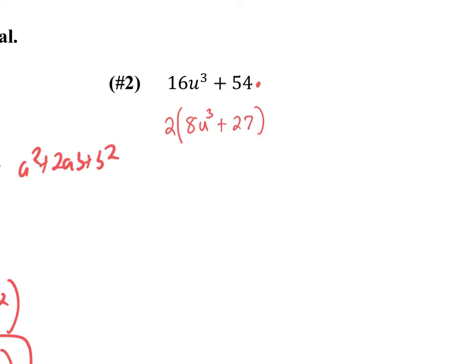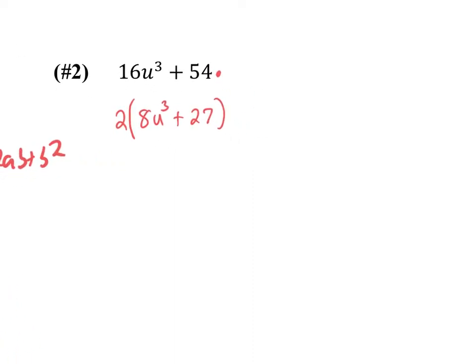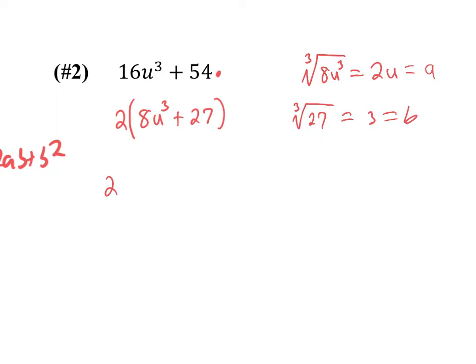Okay? All right. So now do we have some perfect cubes? We do. We have 8u cubed and 27 are both perfect cubes. So let's take the cube root of both of those because we're going to use a sum of cubes now. The cube root of 8u cubed is going to equal 2u. Cube root of 8 is 2. Cube root of u to the third is u. And that's going to equal our a. Then we have the cube root of 27. And 3 times 3 times 3 is 27. So 3 equals our b. And now we're going to keep the 2 in front, keep the 2 in front along for the ride.